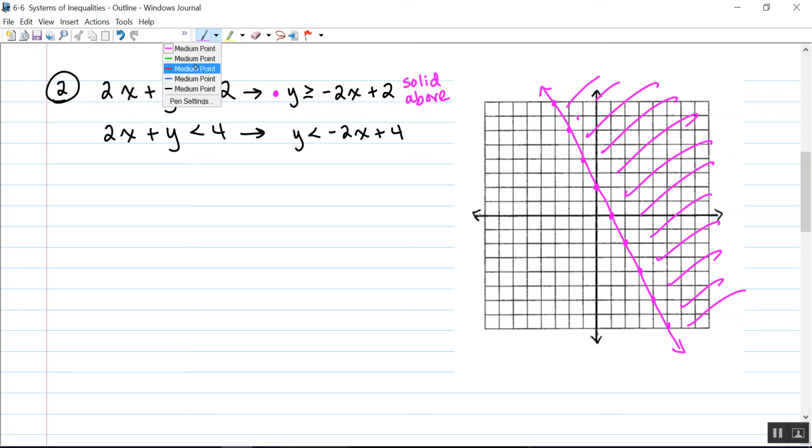Okay, my second line I'll do in blue. y is less than negative 2x plus 4. So since it's just a less than, it's going to be dashed. And a less than means it's going to be shaded below. So in this case, my y-intercept is 4. And again, my slope is negative 2. So as you can see, it's ending up being a parallel line here. Down 2 and right 1, or up 2 and left 1. This one is dashed, so I'll add a few little dashes in between there.